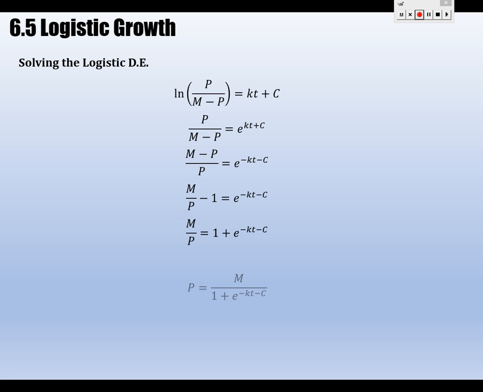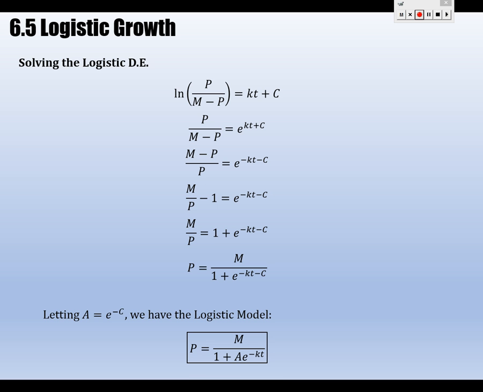Adding 1, dividing, multiplying both sides by p, and simultaneously dividing by this quantity gives that. Whew. Am I right that this is a little more labor intensive than the exponential? And keep in mind that we have this old trick: if we have e to the negative c here, we can pull that out as one constant. Let's call it a. So there it is finally in a box. This is p isolated, p as a function of t. So there it is in general, the solution to the logistic differential equation.